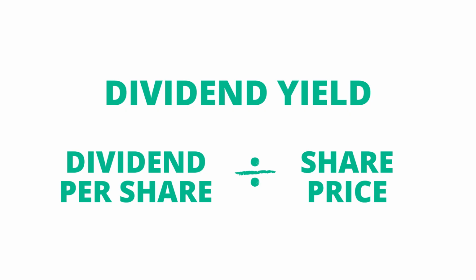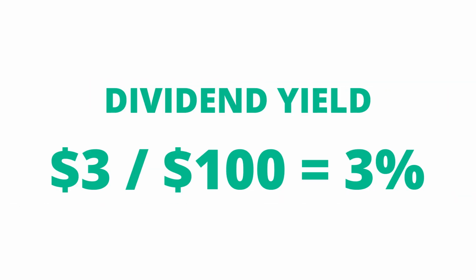And there are a few key ones that you should know. With the first one being the dividend yield. This number represents the amount of income you can expect to receive in relation to the company's current share price. To find the dividend yield, you would take the annual dividend paid per share divided by the company's share price. So for example, if stock XYZ paid $3 in dividends per share and it was currently priced at $100 per share, it would have a 3% dividend yield.